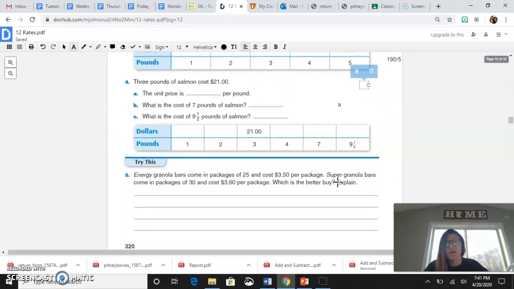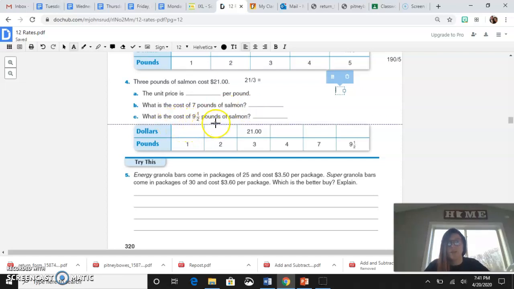For number 4, 3 pounds of salmon cost $21. The unit price is blank per pound. So you're going to need to do 21 divided by 3 pounds. You all should know what that is. That's going to be your answer to this. So then what's the cost of 7 pounds? Well, you're going to times this by 7 to get your answer.